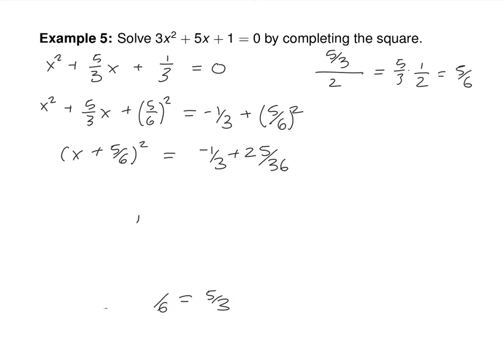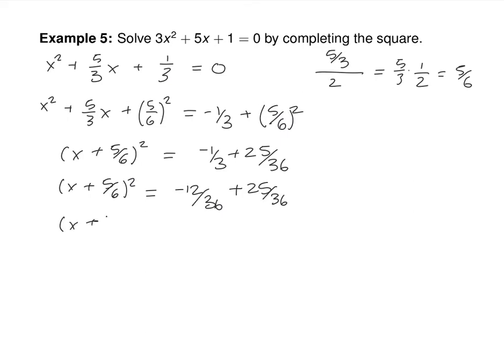What would the common denominator be on the right side? 36. So what do you multiply the first fraction by? 12, great. x plus 5/6 squared equals negative 12 over 36 plus 25 over 36. We're almost done. x plus 5/6 squared equals 13 over 36.